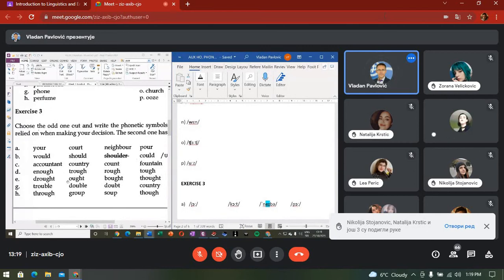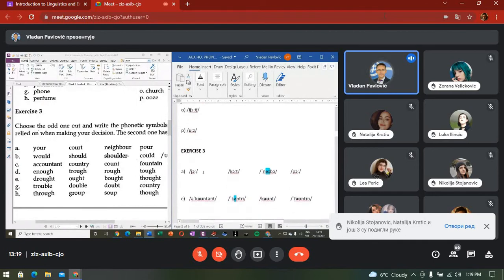What about, let's now focus once again on the OU part. Accountant, country, count, fountain. Country is the odd one. Country, count, fountain, accountant. You are right. Okay, so here it goes. Accountant, country, count, fountain. So here we have short A, and in all the 3 other cases we have ow. Please go on, Maida.